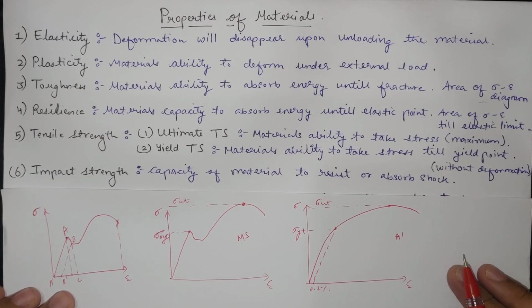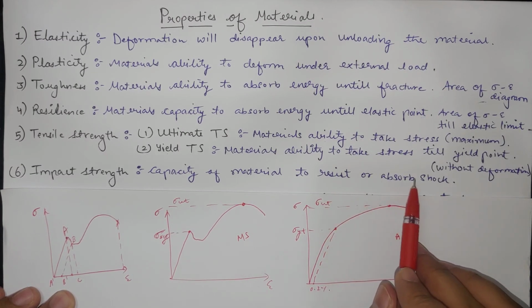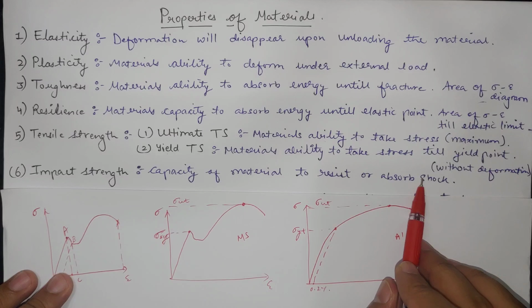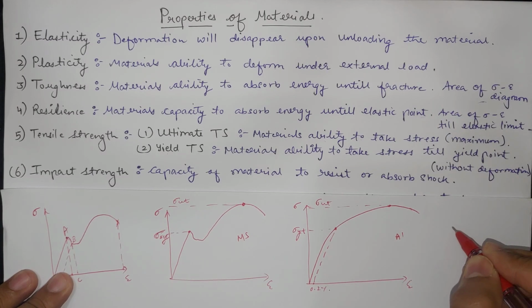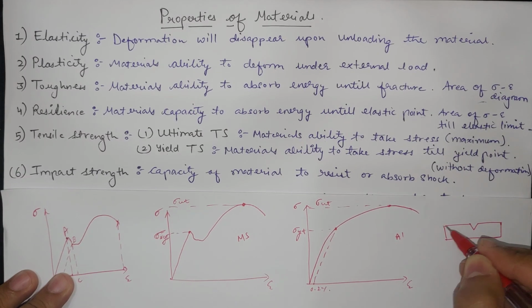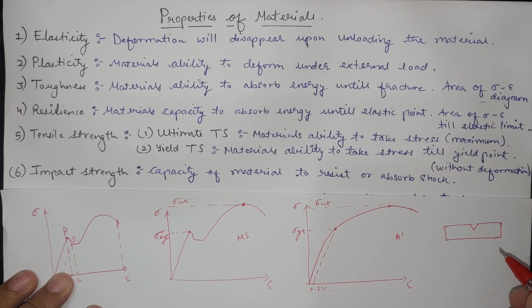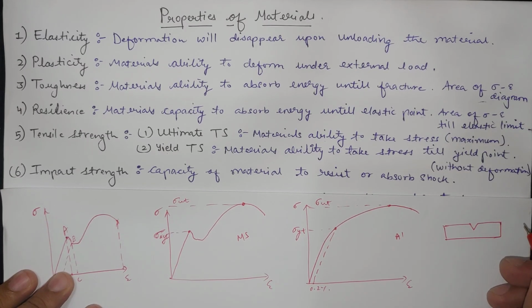The impact strength is the capacity of the material to resist or absorb shock. So impact strength we measure by Izod and Charpy test, and we prepare a specimen which has a V notch at a particular angle, and we orient it in a particular manner in Izod and Charpy test, and we hold from one side, and we have an impact force from the other side. So due to this V notch, we can calculate the impact strength of the material.